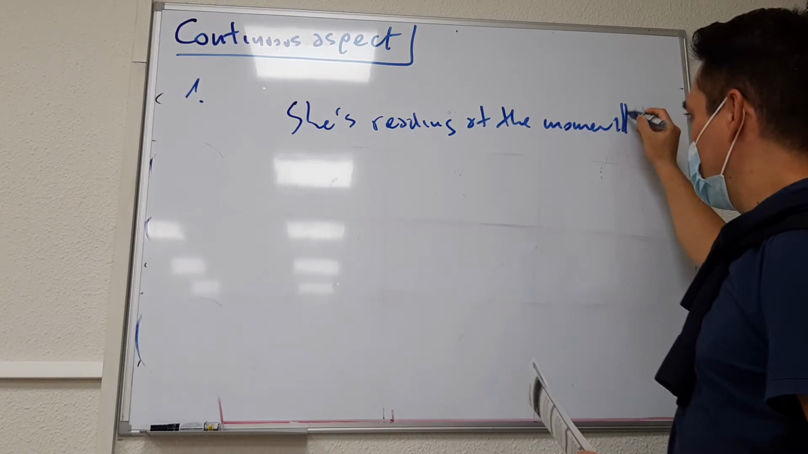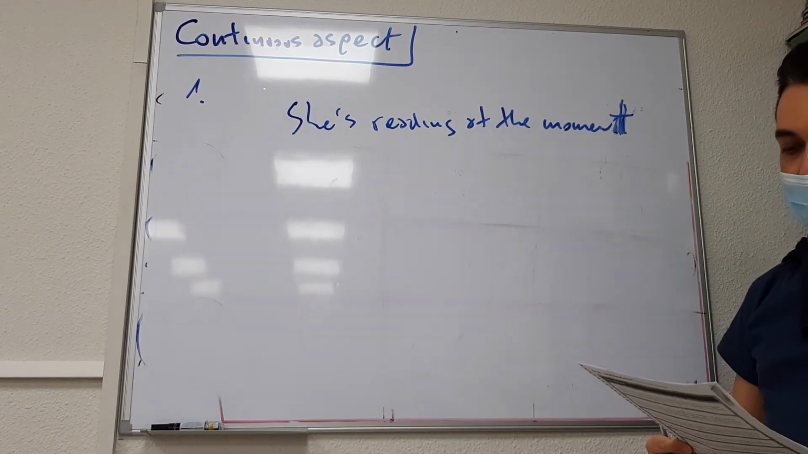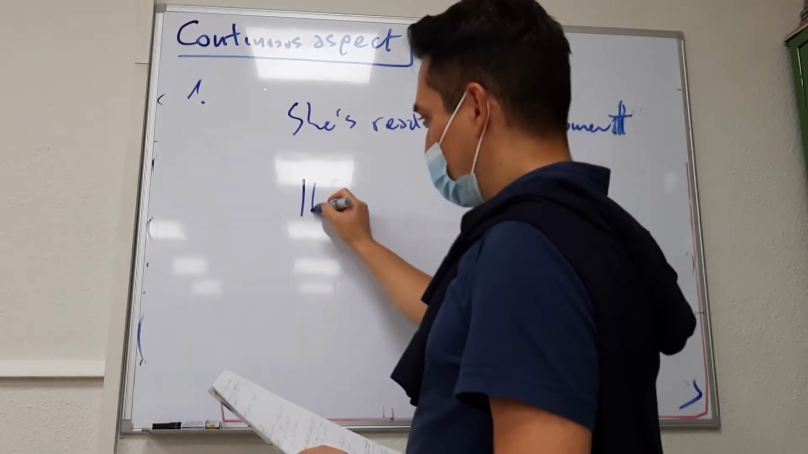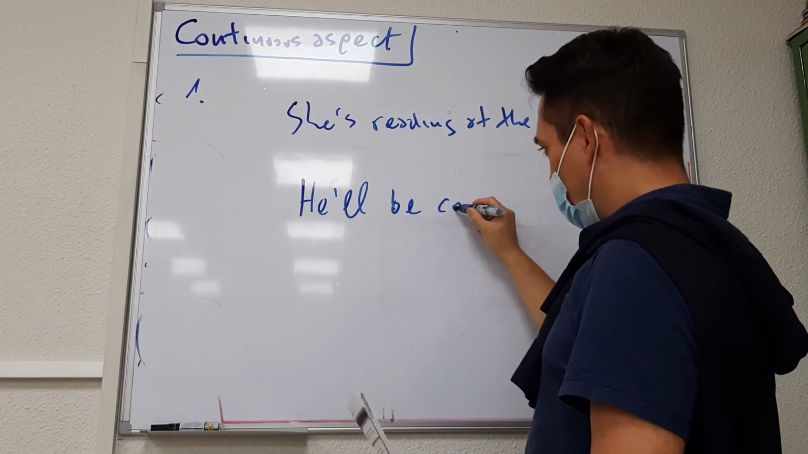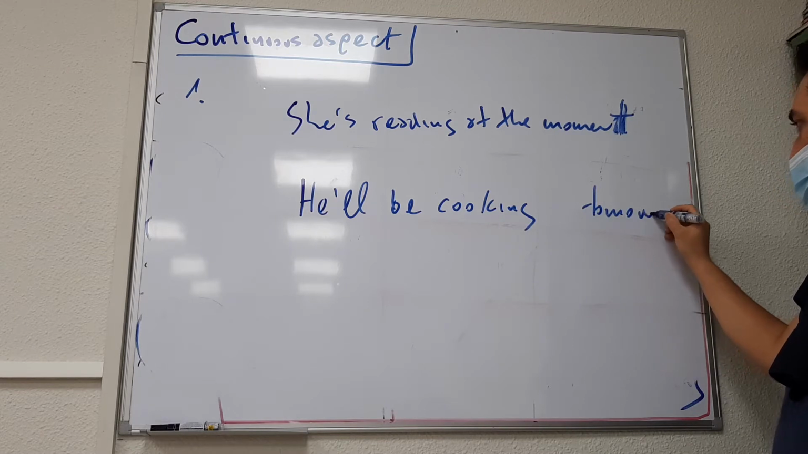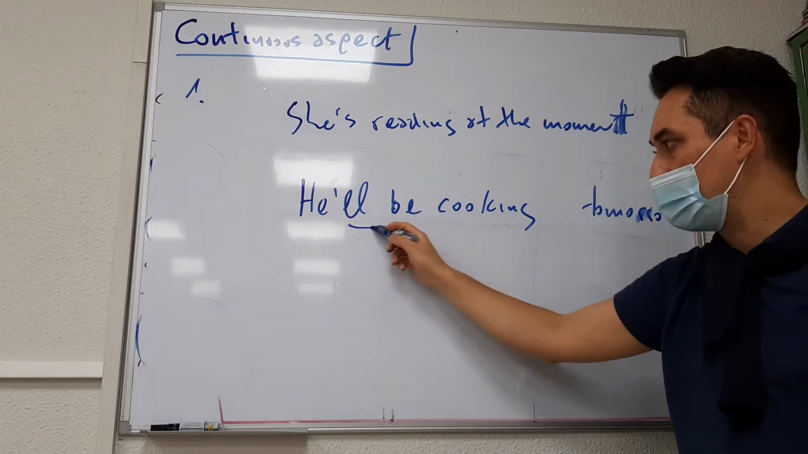So what am I doing here? She's reading at the moment. This is the continuous aspect. I'm showing an action in progress. Also, I can use the future continuous and say something like, he'll be cooking all day tomorrow. Yeah? This is the future continuous.